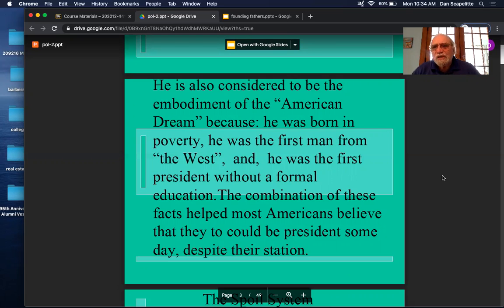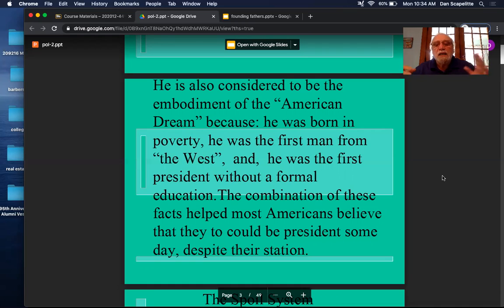So there is this sense that Andrew Jackson brings to bear, that anyone could be the president of the United States. This becomes the American dream. He is the embodiment, the poster child, if you will, of the American dream. Anybody can be anything, no matter what their background, etc.